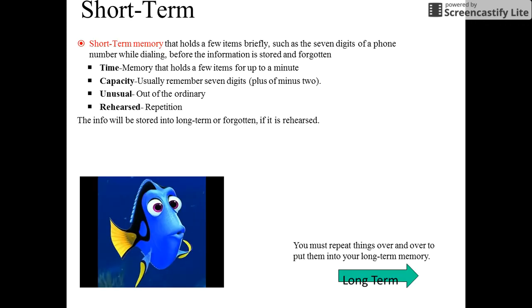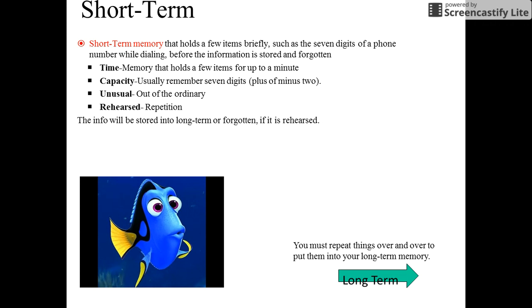Short-term memory then, if it makes its way from sensory to short-term memory, holds a few items briefly, such as 7 digits of a phone number while dialing, before the information is either stored or forgotten. So it's a short time. These are the 4 different components of short-term memory. Time: usually it only holds them for up to a minute. Capacity: usually you remember only up to 7 items or 7 digits, plus or minus 2, so 9 or 5.